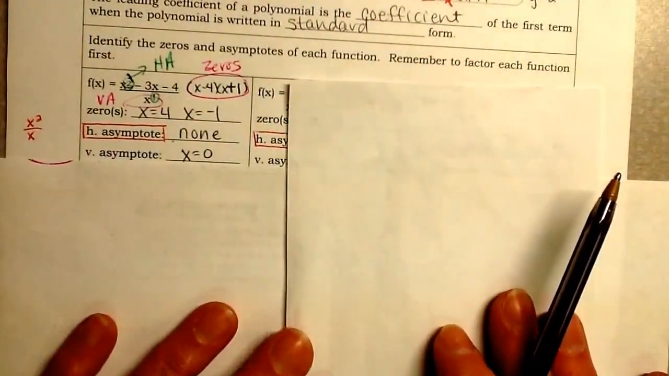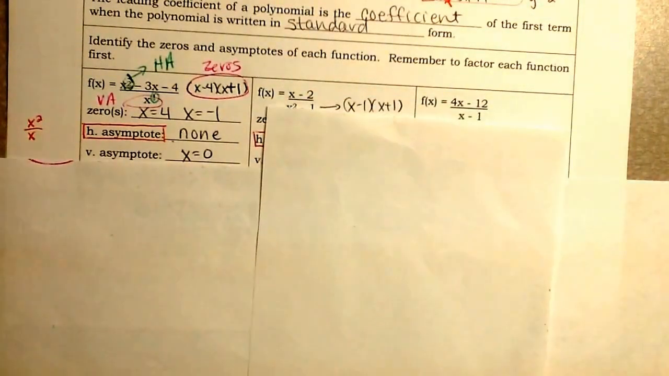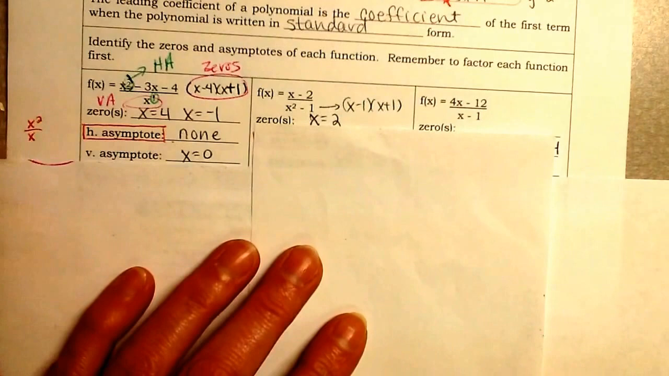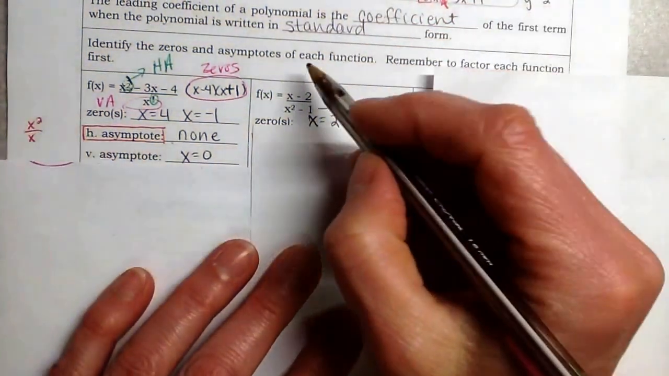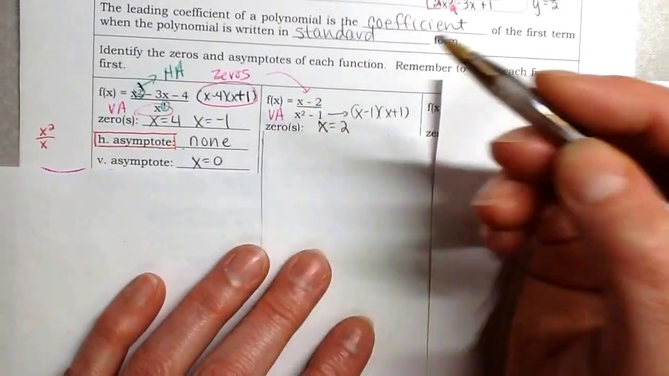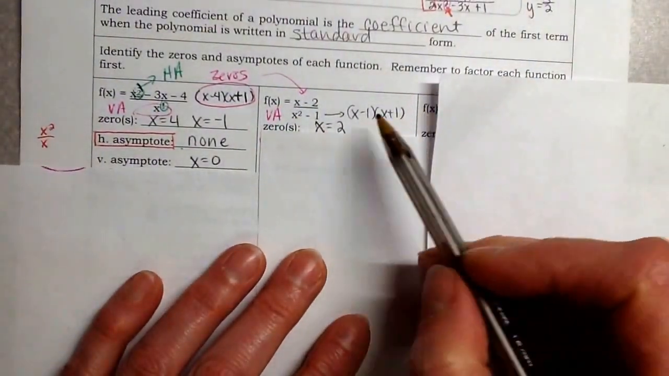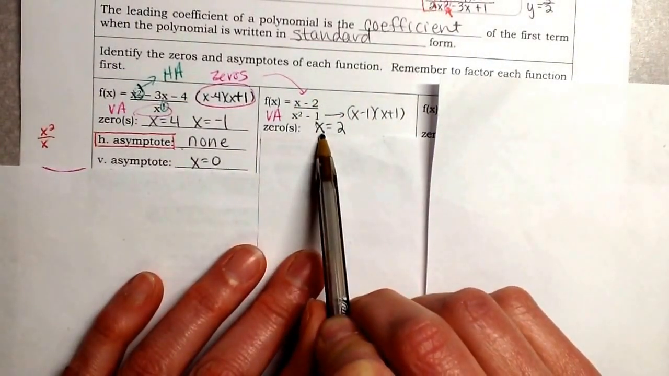Next one. Factoring the denominator is the only one that we needed to factor here. Our zeros come from the numerator. Vertical asymptotes are here. So we set this equal to 0, and this is going to have a point at x equals 2 on the x-axis.